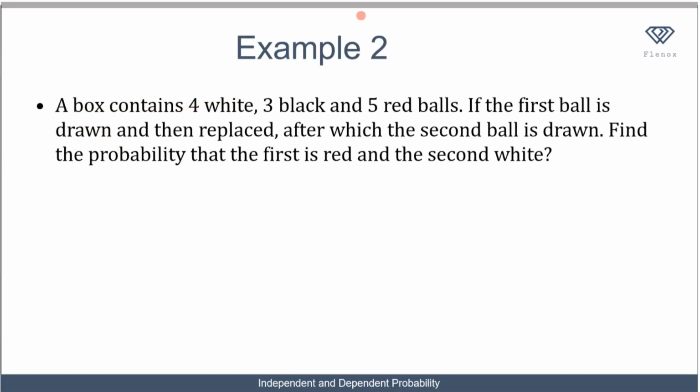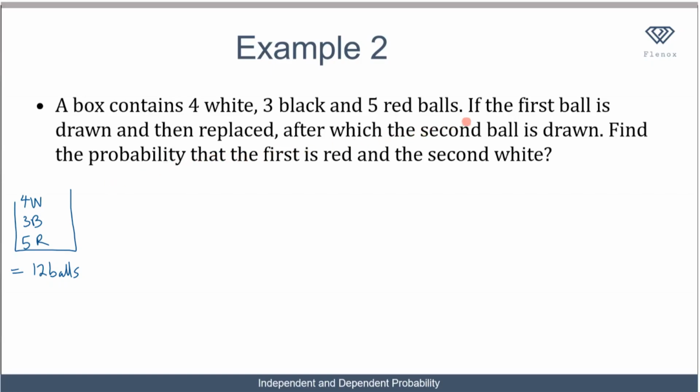A box contains 4 white, 3 black and 5 red balls. So this is the box. You have 4 white balls, you have 3 black balls, and you have 5 red balls. Now if the first ball is drawn and then replaced, after which the second ball is drawn, find the probability that the first ball is red and the second is white. So when you count the total number of balls in the box, what would it equal? You have 4 plus 3 plus 5, so you have 12 balls. So the total number of outcomes is 12.